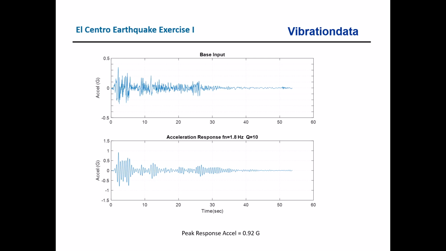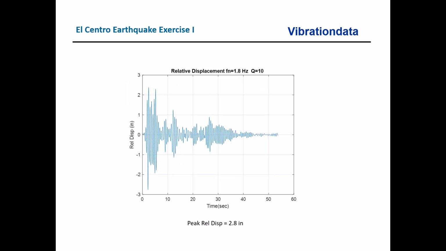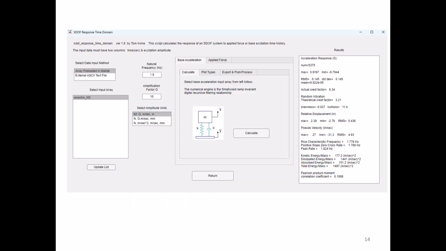And there is some resonant-like dynamic amplification, because this peak here for the input is about 0.35 G's peak, whereas this is about 0.92 G peak. So yes, sometimes we can get dynamic amplification. We also get a relative displacement response, which is at 1.8 hertz and Q equal to 10, and that's relative displacement in inches, having a peak absolute of about 2.8 inches. Which reminds me of something. Let me backtrack a few slides. If you want relative displacement, you have to click on plot types and ask for it, and then do your calculation.